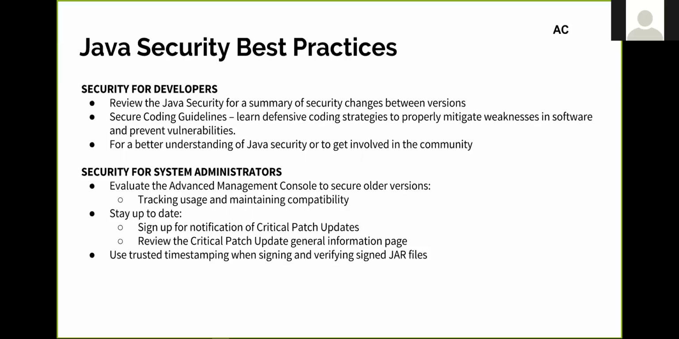We'll take a quick look at the Java security best practices. We'll take a look at it for developers, for system administrators, for end users, and for security professionals. The key to Java, and we all know this, is to keep it up to date. So for developers, the key factor is to review the Java security update page, implement code guidelines, and for better understanding, continue to review or get involved in a Java security community.